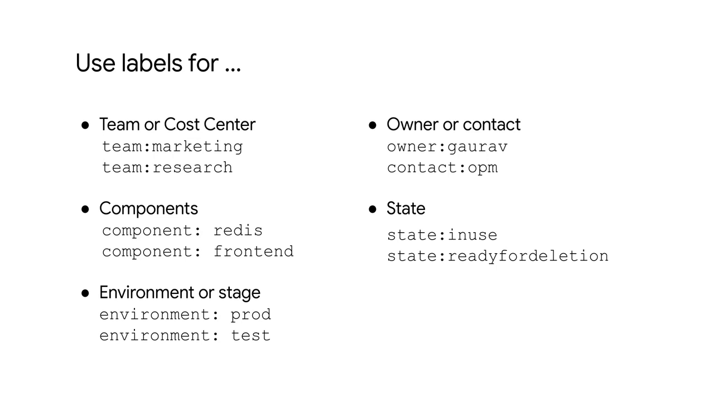You should also consider using labels to define the owner or primary contact for a resource. For example, owner Gaurav, contact OPM. Or add labels to resources to define their state. For example, state in use, state ready for deletion.